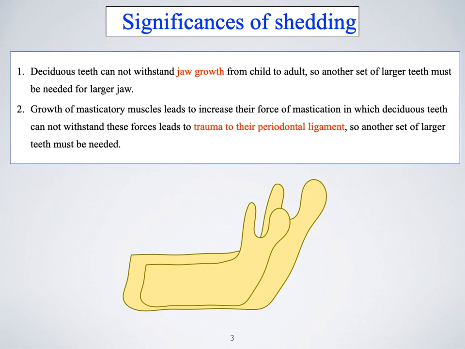Number two, growth of masticatory muscles leads to an increase in the force of mastication, which deciduous teeth cannot withstand, and this force will transform into trauma to the periodontal ligament. So another set of larger teeth must be needed to withstand this force.